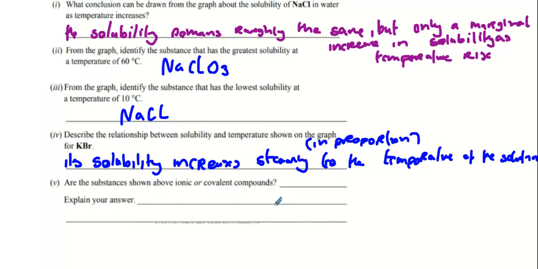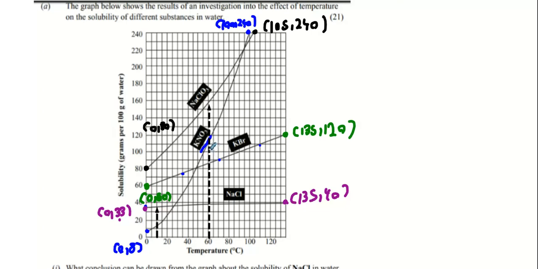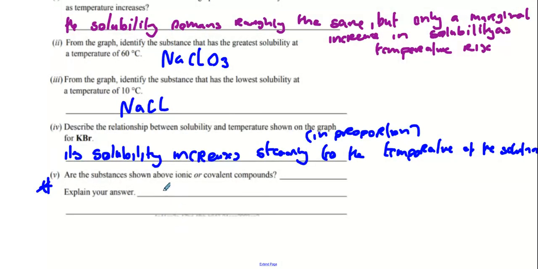Are the substances shown ionic or covalent? Explain your answer. Now, you guys haven't done this before, okay? So basically, if you see oxygen, chlorine, bromine mixed with sodium, potassium, they're definitely ionic. But you guys won't have done that, okay? You can say sodium and potassium.